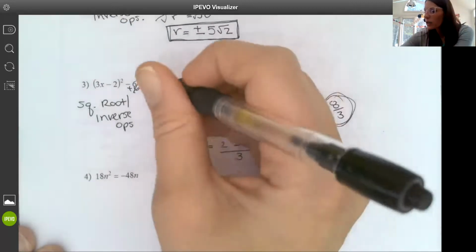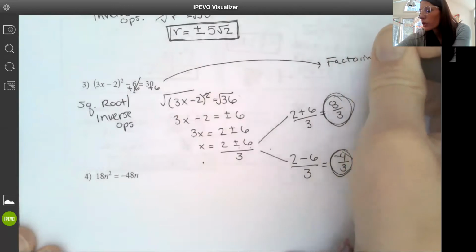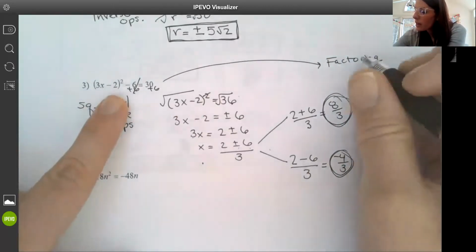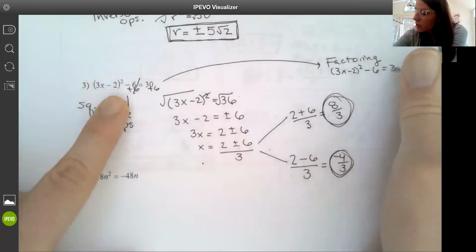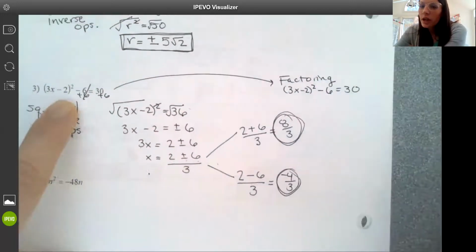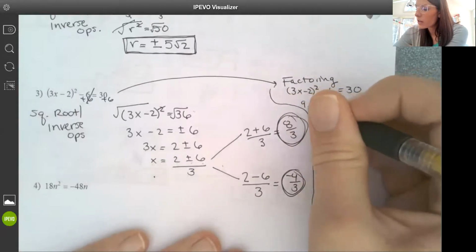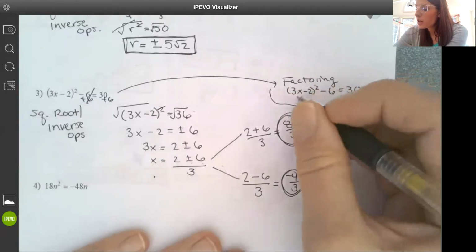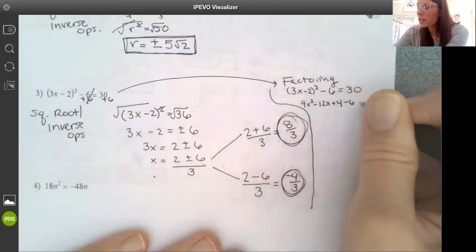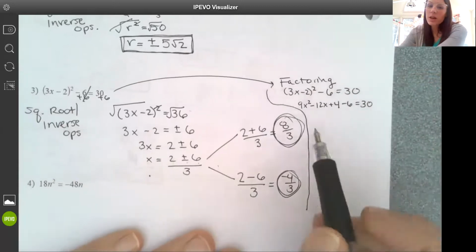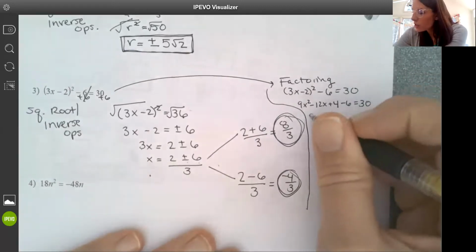If I wanted to factor this, if I had done factoring, what that would have meant is taking 3x minus 2 squared minus 6 equals 30, and expanding this 3x minus 2 squared. So I'd have 9x squared minus 12x plus 4 minus 6 equals 30. So I would have had to multiply this out. Now I've got to get it set equal to 0, but first let me clean up.